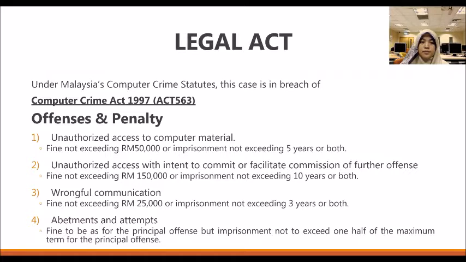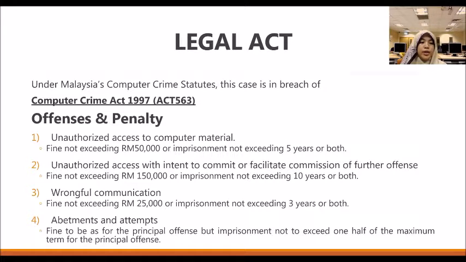For the legal act, it is under the Malaysia Computer Crime Statute. This case is in breach of the Computer Crimes Act 1997, Act 563, offences and penalty. Unauthorized access to computer material: fine not exceeding 50,000 ringgit. The second penalty is unauthorized access with intent to commit or facilitate commission of further offences: fine not exceeding 150,000 ringgit or imprisonment not exceeding 10 years or both.